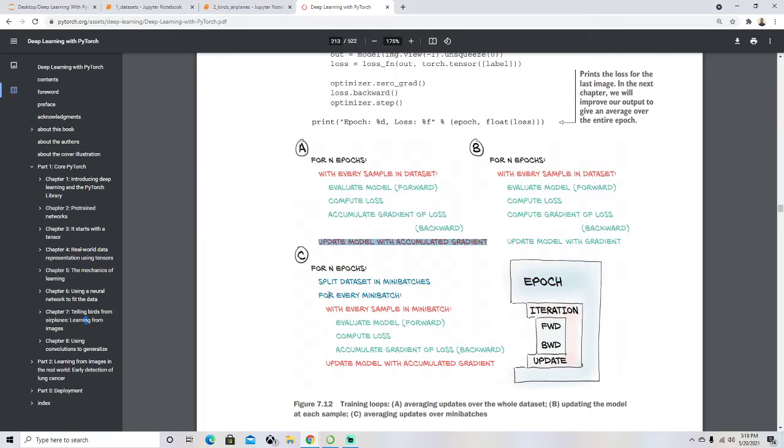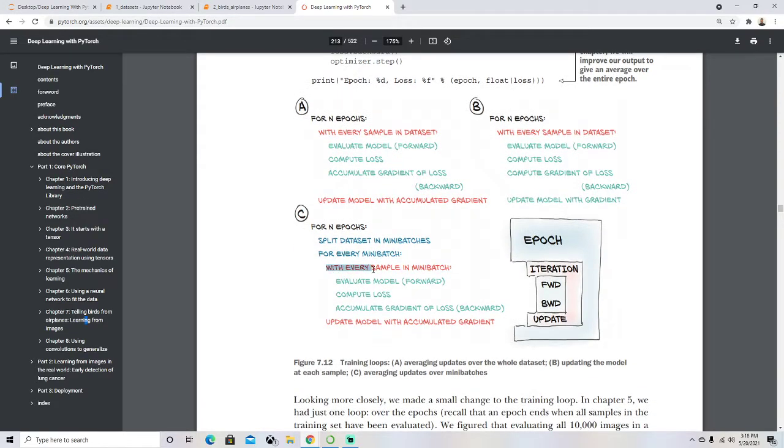So C is where we split it into mini batches. So for every mini batch, not for every sample, for every mini batch. A mini batch could be 4, 5, maybe 6, and even more than that, images all being fed through at the same time. So if you increase your batch size, it will train faster. But if your batch size gets too large, it may possibly lose some accuracy because you're training it on multiple images at one time.